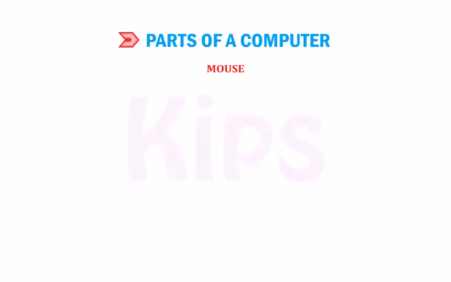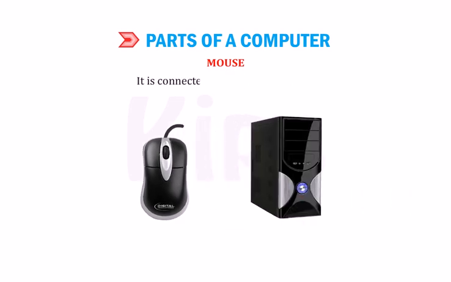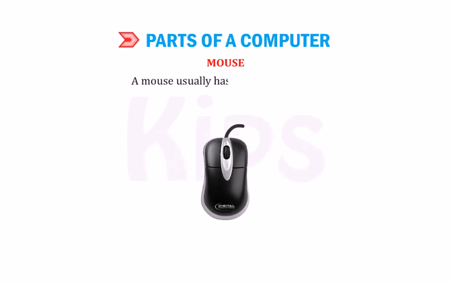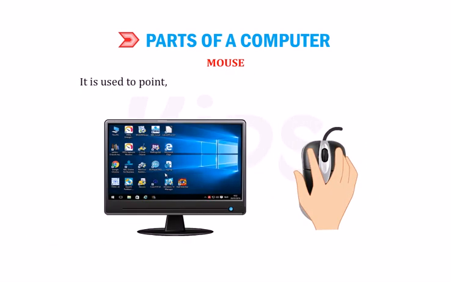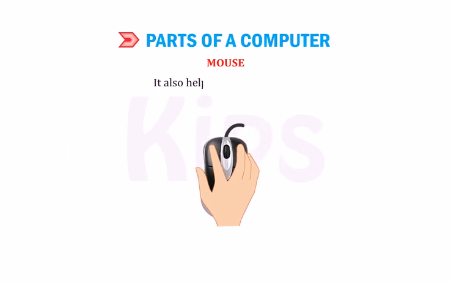Alright, now we shall discuss the mouse. A mouse is a pointing device. It is connected to the CPU by a cable. A mouse usually has 2 buttons on it. It is used to point, select, and move any object on the screen. When we move a mouse with our hand, a pointer on the screen moves in the same direction. It also helps to draw pictures.